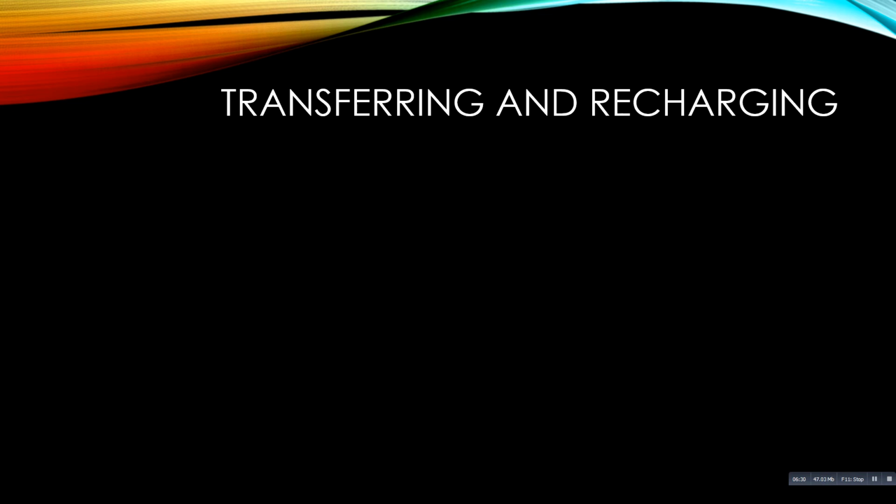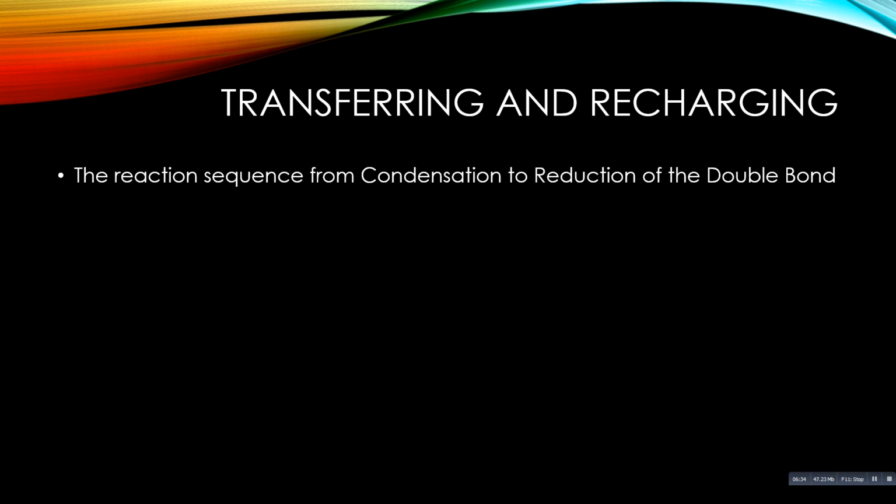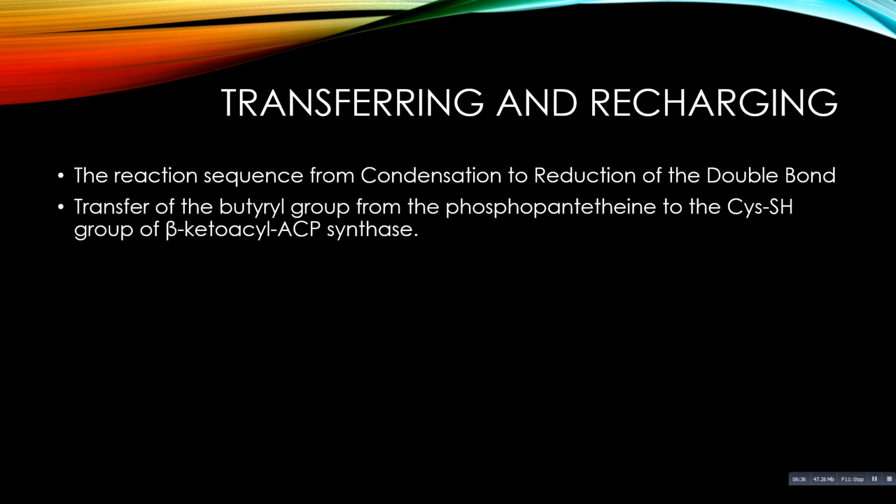Following the reduction of the double bond, the reaction is going to repeat itself from condensation to reduction of the double bond. What it's going to do is transfer the butyryl group from the phosphopantetheine to the cysteine thiol group of beta-ketoacyl ACP synthase, and the new group is going to replace the original acetyl group.